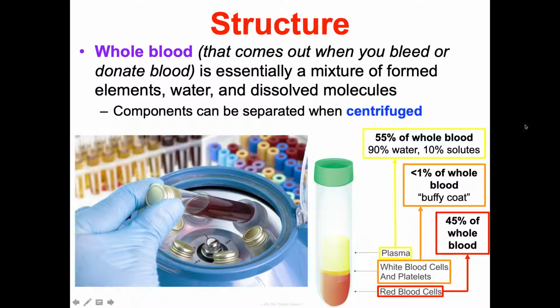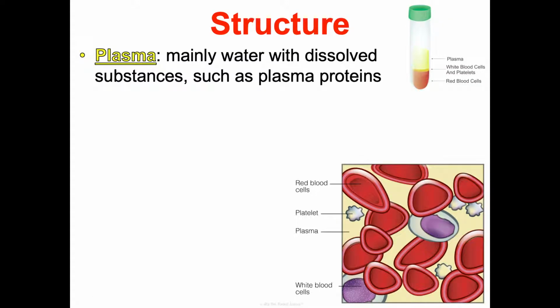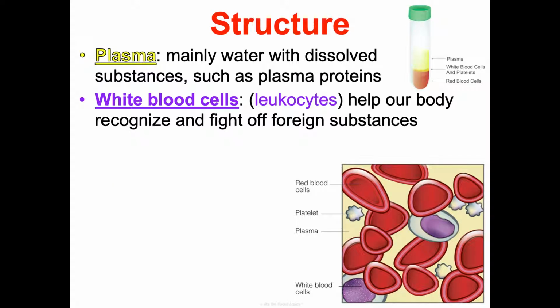So let's talk about each of these components quickly. So your plasma, this is mainly water, like we said, with dissolved substances such as plasma proteins. So your plasma is a non-living substance, but all these other components of your blood are living. So we have your white blood cells, which are also called leukocytes. They're in purple in this picture. They help our body recognize and fight off foreign substances. And again, we'll talk about them so much in Unit 6.